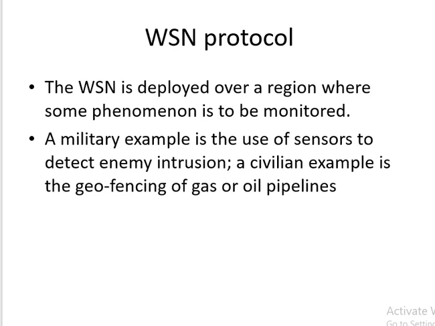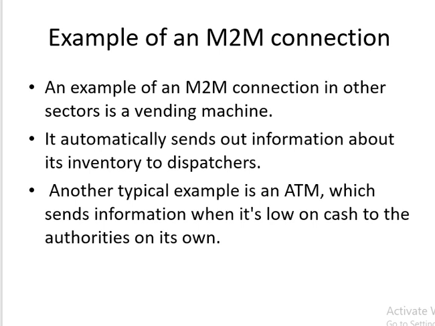In WSN protocol, the WSN is deployed over a region where some phenomenon is to be monitored. A military example is the use of sensors to detect enemy intrusion. A civilian example is the geofencing of gas or oil pipelines. Now let us see an example of an M2M connection, which is a machine-to-machine connection. An example of an M2M connection in other sectors is a vending machine. It automatically sends out information about its inventory to dispatchers. Another typical example is an ATM, which sends information to the authorities on its own when it's low on cash.